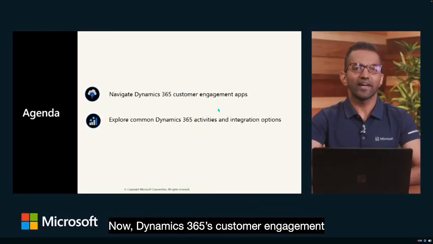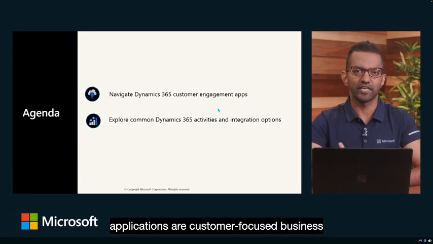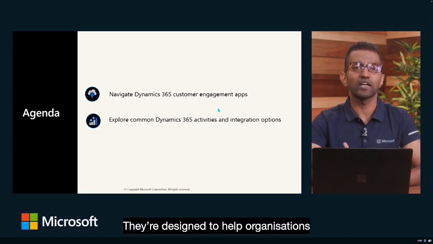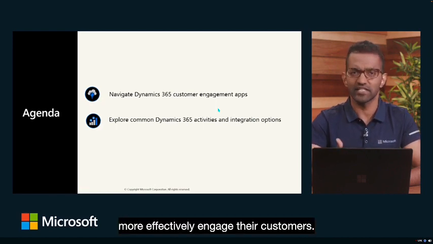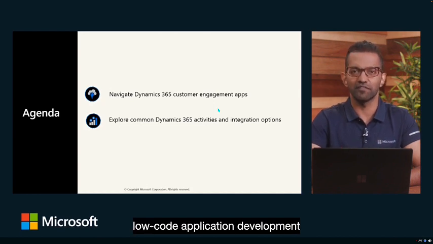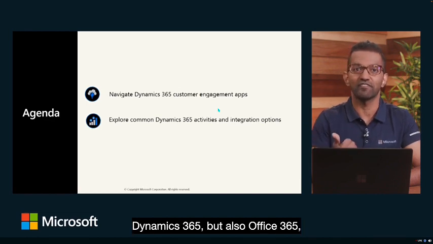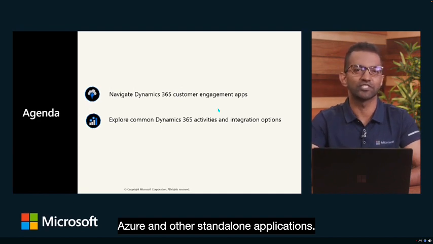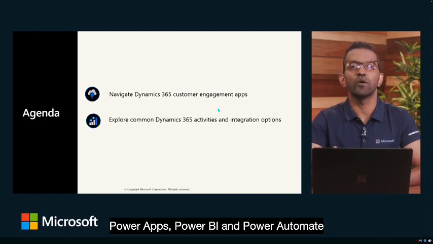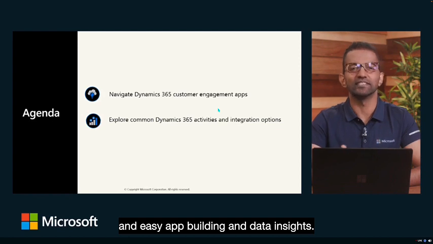aka.ms/MB910. Now, Dynamics 365's customer engagement applications are customer-focused business applications that are built on the Microsoft Power Platform. They are designed to help organizations more effectively engage their customers. The Microsoft Power Platform is a low-code application development platform that supports not only Dynamics 365, but also Office 365, Azure, and other standalone applications. And because it combines the power of Power Apps, Power BI, and Power Automate into one platform that provides quick and easy app building and data insights.